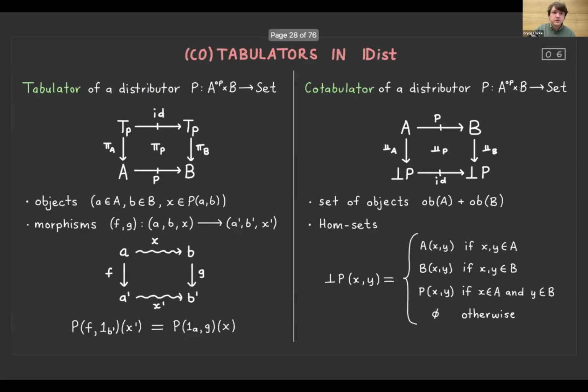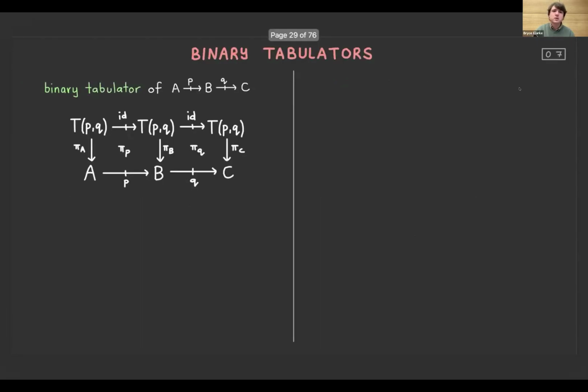So, right, so we've talked about tabulators, but what we haven't talked about is that tabulators are something of a loose morphism. In the double category, we can compose our loose morphisms. So I might ask the question, well, how does the tabulator of the composite of loose morphisms relate to the tabulators of each loose morphism individually? And so we could consider something else, which is a binary tabulator. And so this is, if we have a composable pair of loose morphisms like so, then we get an object T of PQ together with projections pi A, pi B, pi C, and some cells like this.